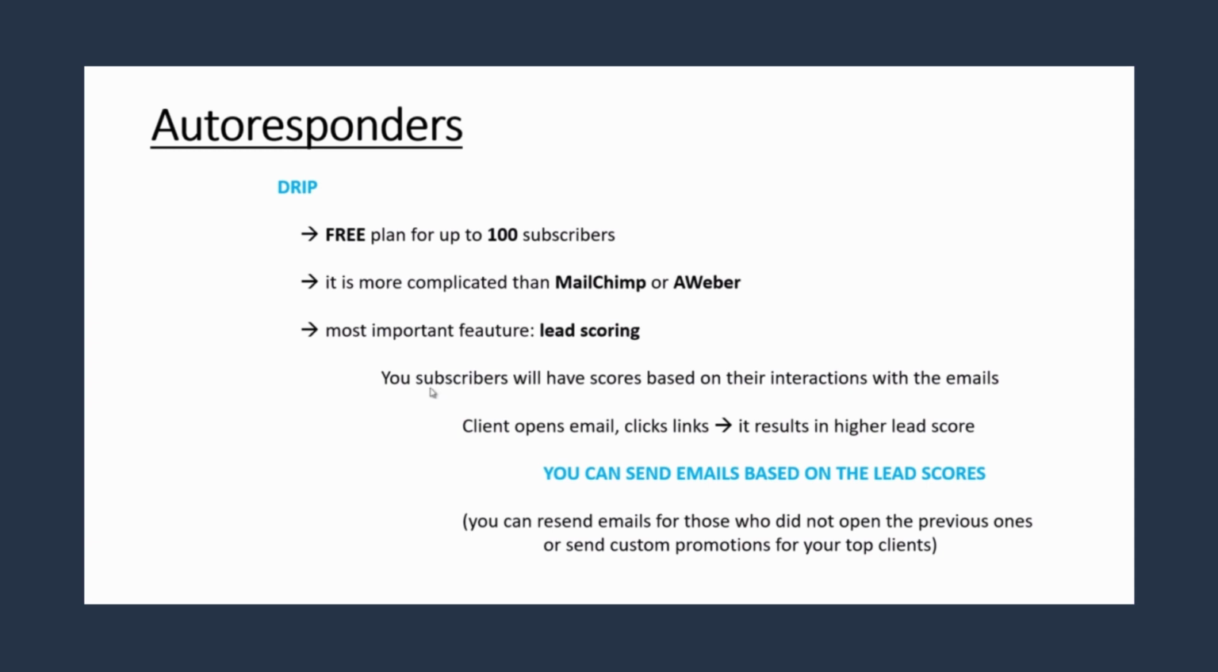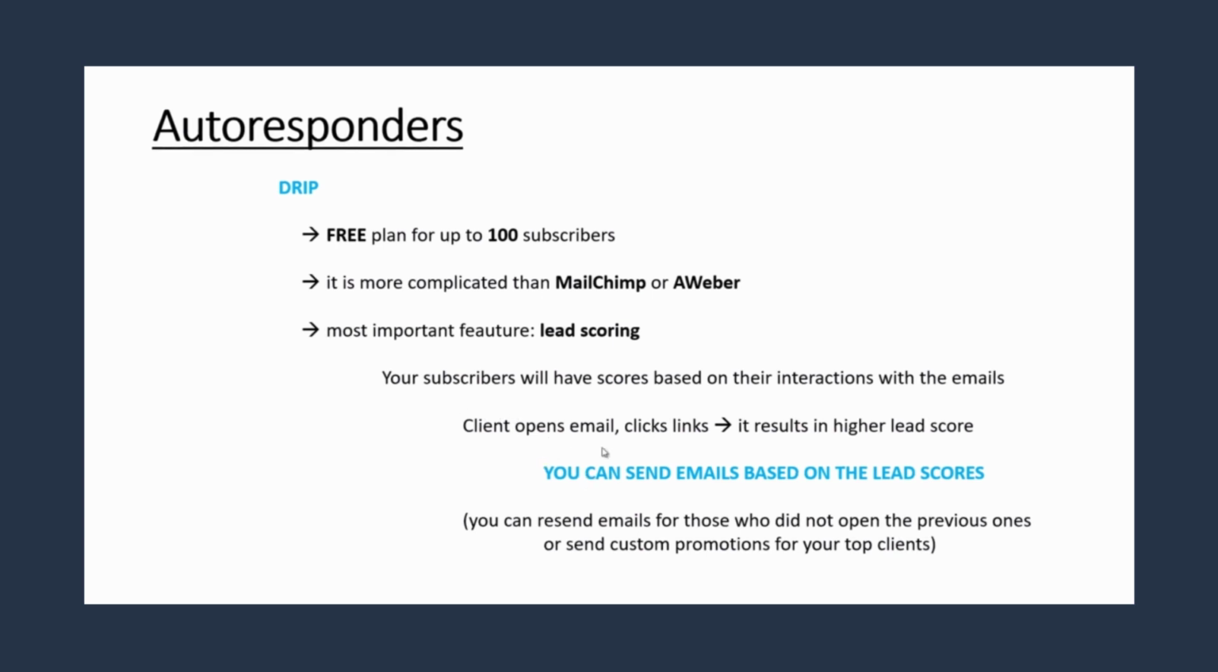So what does it mean exactly? Lead scoring means that your subscribers will have scores based on their interactions with the emails. So we are going to assign a numerical value, the lead score, to every single member on the list. If the client opens a given email or clicks a given link, then it results in higher lead scores. So what does it mean? That the higher the lead score, the more your client is engaging with your email.